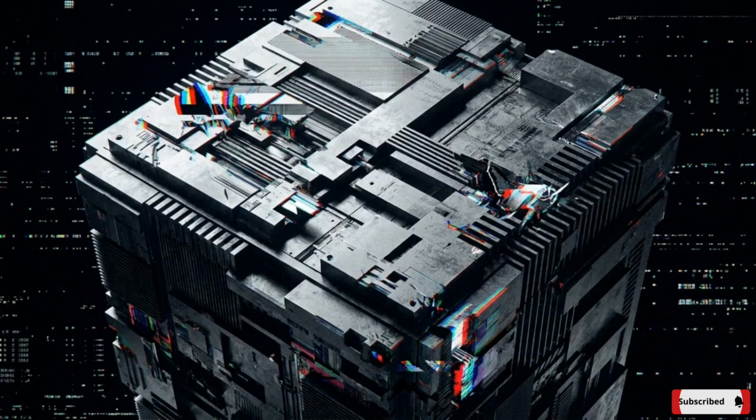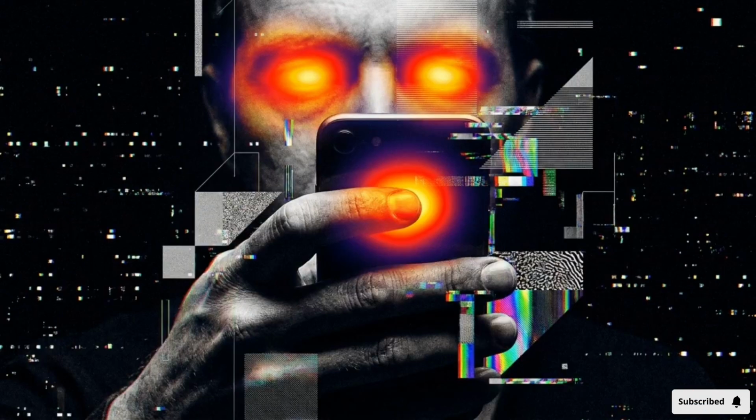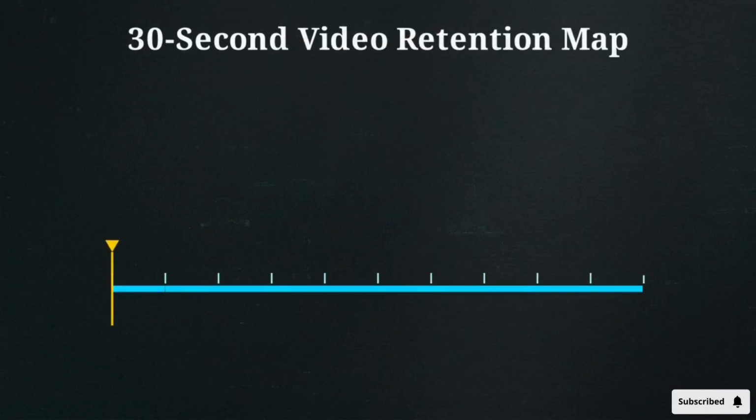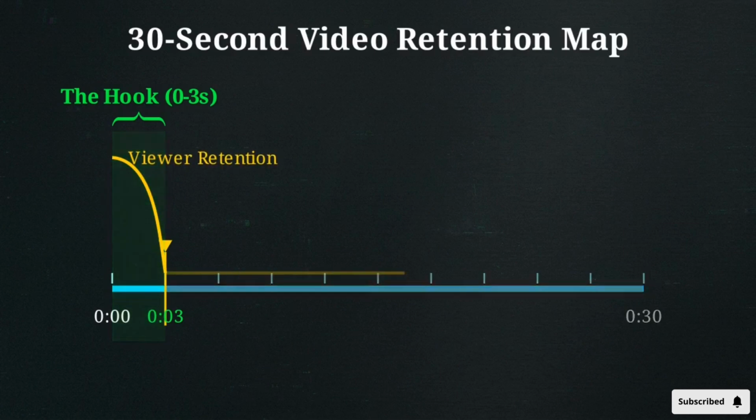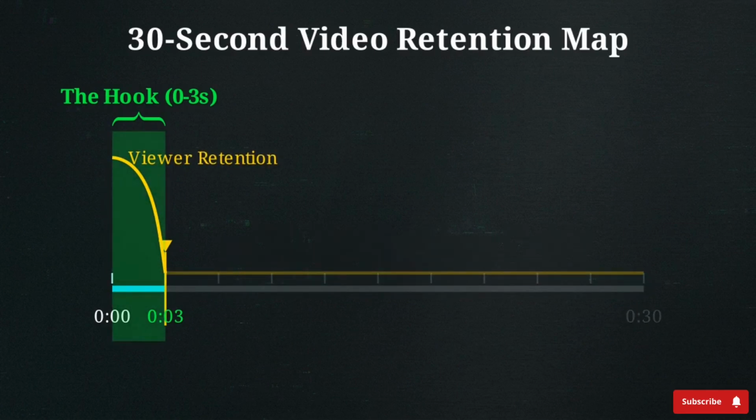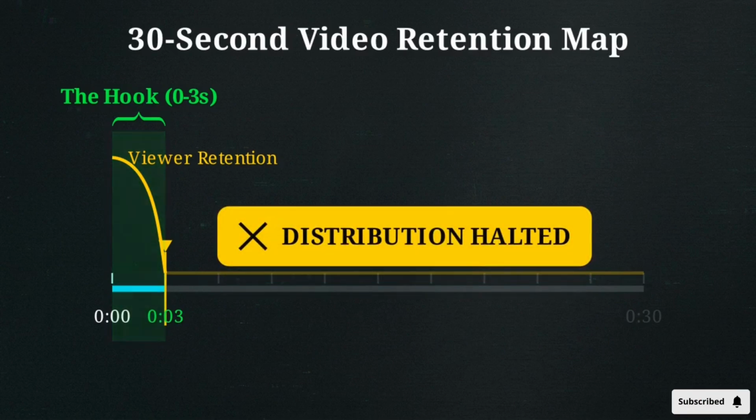Defeating the algorithm does not require negotiating with a machine. It requires predicting and systematically controlling human behavior. This diagram maps a standard 30-second video timeline. Success hinges on this isolated window at the start, second 0 to 3. If a viewer leaves now, the remaining 27 seconds effectively do not exist. The algorithm reads a weak start and halts distribution.